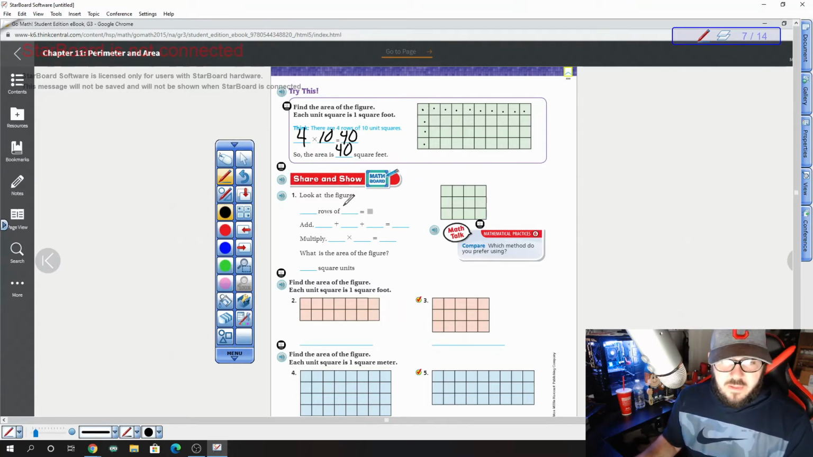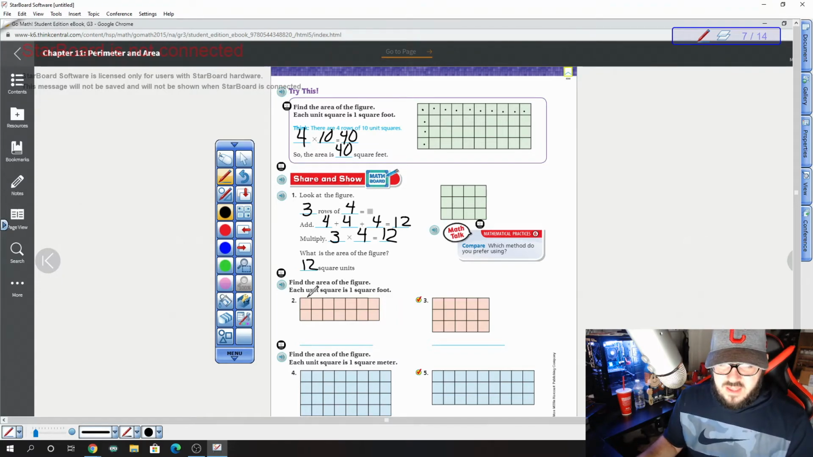All right, let's look at problem number 1 in the share and show section. So we have 1, 2, 3 rows of 1, 2, 3, 4. So we could add. We could add how many is in each row? 4 plus 4 plus 4. Okay? Or instead we could multiply 3 times 4. Okay? Adding or multiplying either way is going to get us an answer of 12. And our area is 12 square units.